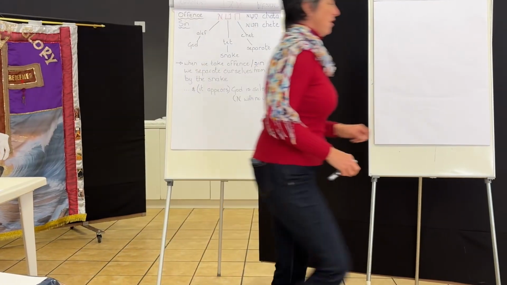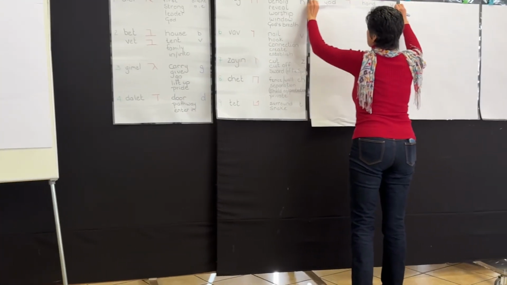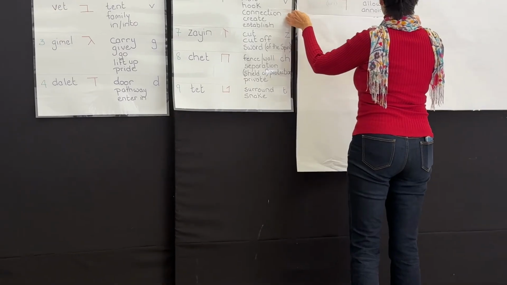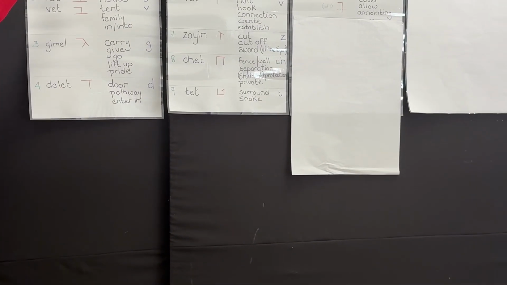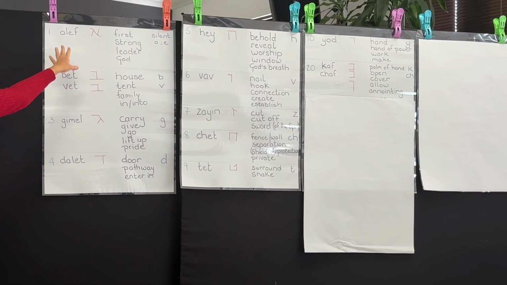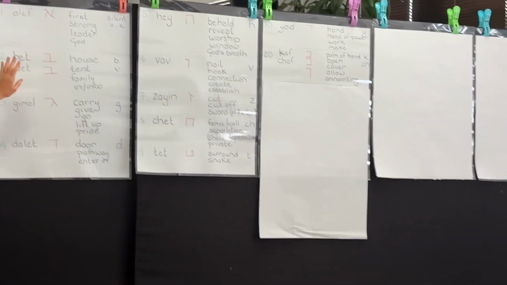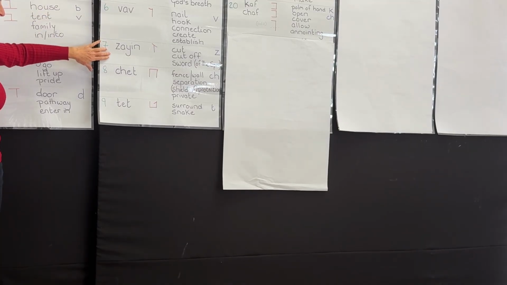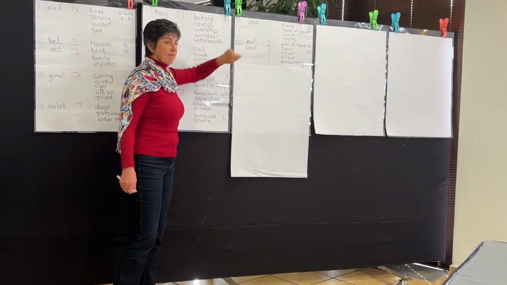And we got as far as Yud. Yes? Can we say them together up until Yud? Either with your cheat sheets or by memory or on the board. 1, 2, 3. Aleph, Beit, Gimel, Dalet, Hey, Vav, Zayin, Chet, Tet, Yud, Kaf.